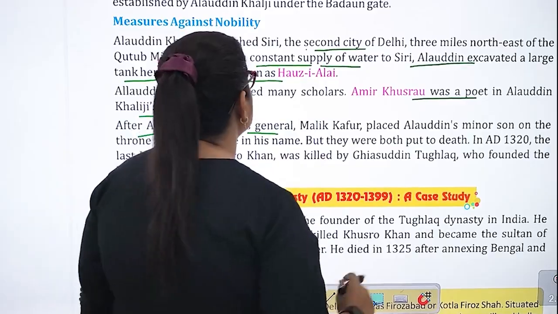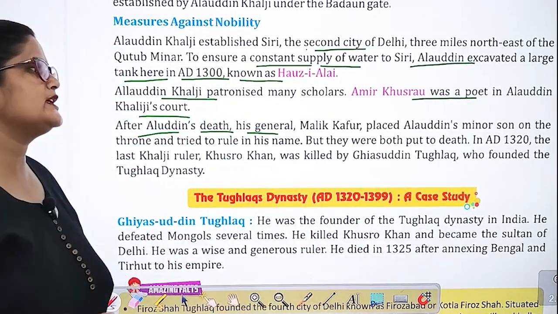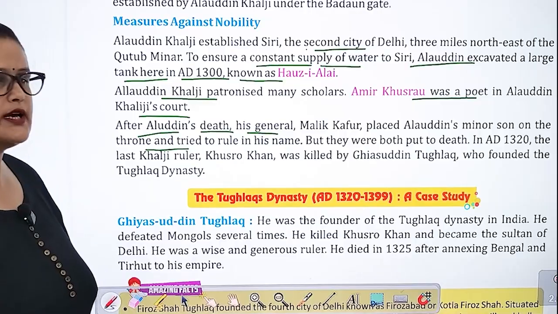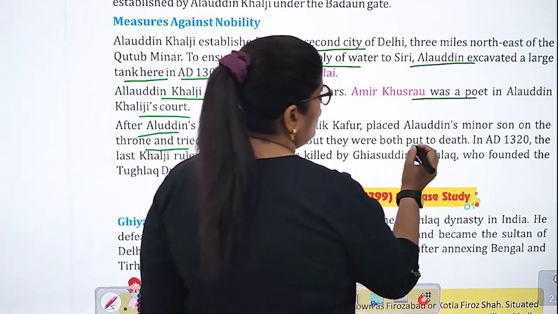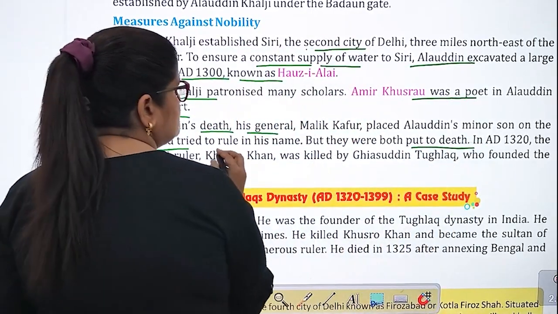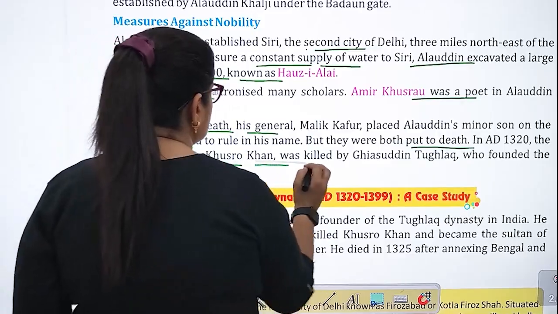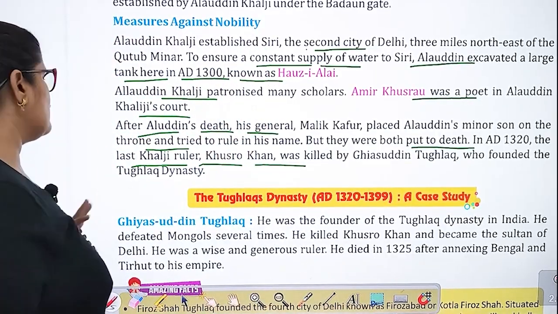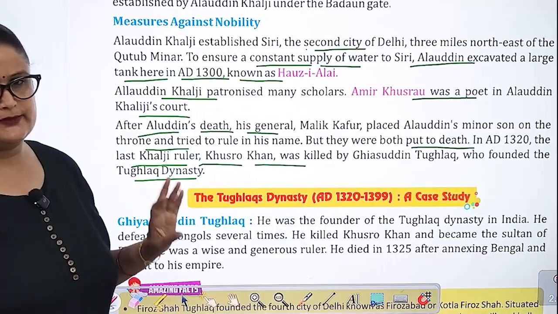After Alauddin's death, his general Malik Kafur placed Alauddin's minor son on the throne and tried to rule in his name. But they were both put to death. In 1320, the last Khalji ruler, Khusro Khan, was killed by Ghiyasuddin Tughlaq, who founded the Tughlaq dynasty.